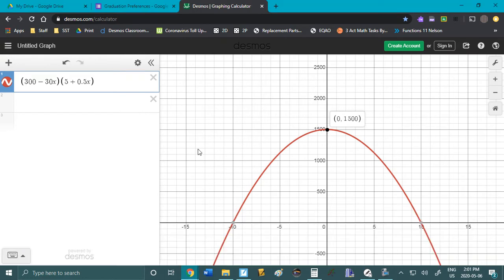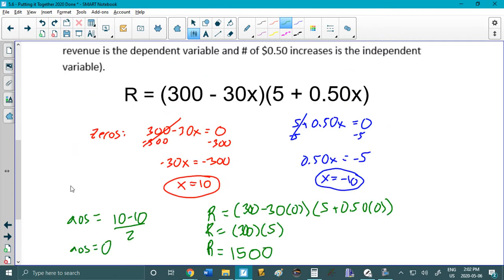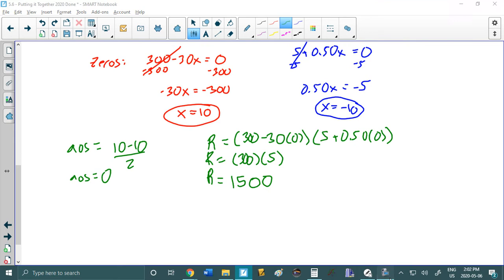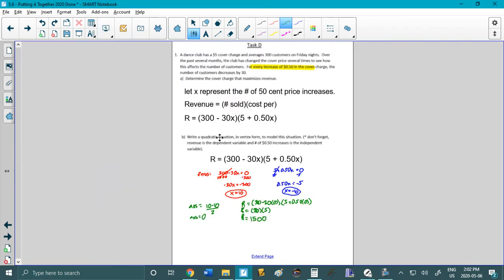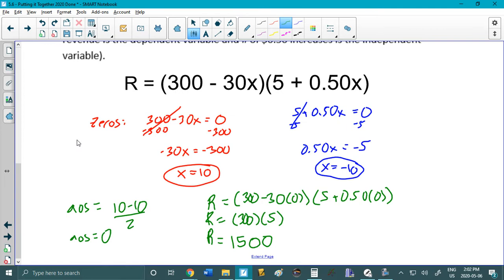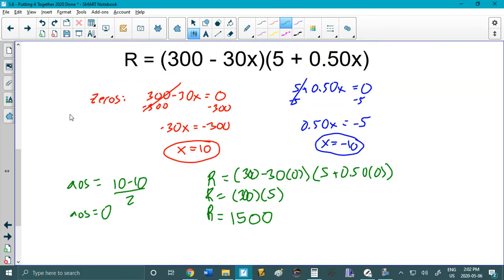And the question remains, I suppose, how many price increases was that? Well, we got the axis of symmetry, or the x value, to be 0. So basically that tells us that they should never change the price. As soon as they start changing the price, they lose money. Okay? So the question actually asked for the vertex form. So let's do that now. The vertex is 0, 1500.